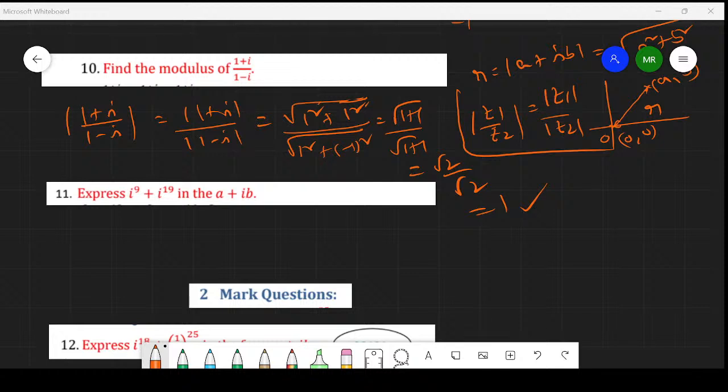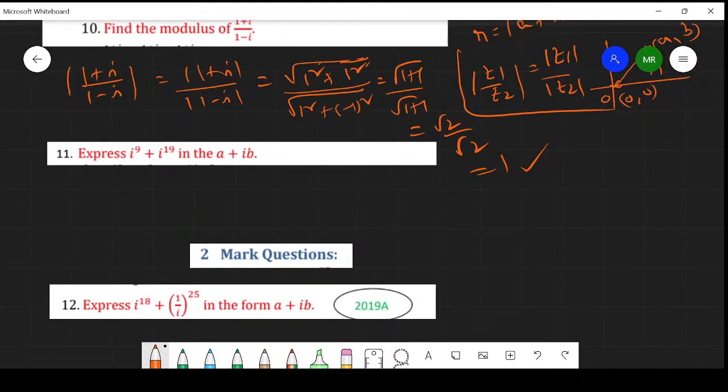Alright, see the next one. Express i power 9 plus i power 19 in the form of a plus ib. They are asking to express this one in the form of a plus ib. Now you take i power 9, i power 9 plus i power 19.